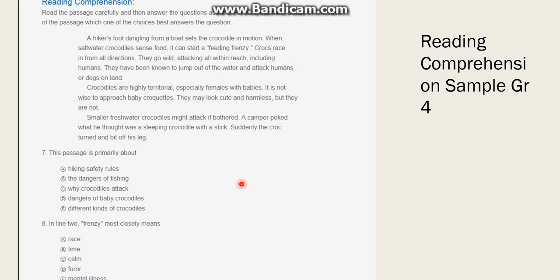This is a grade 4. This one is about crocodiles. Now notice that the question type is a little bit different from the last question, but it says this passage is primarily about. Okay, and again, it's asking for a vocabulary word, the word frenzy. And for grade 4, frenzy is a tough word. Race, okay. Time, okay. Calm, probably okay. Furor, maybe not. Mental illness, maybe or maybe not.